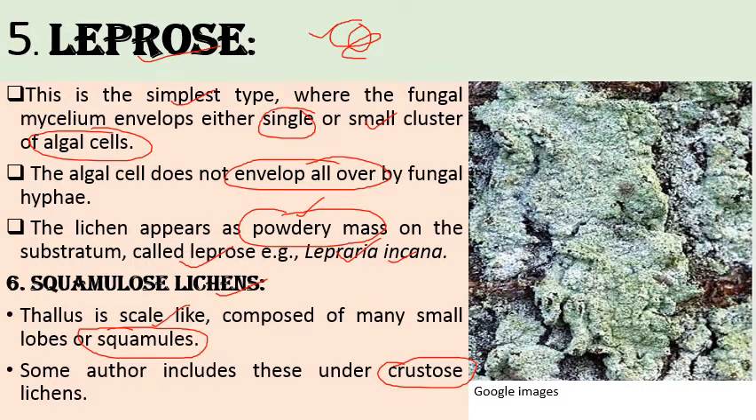So this is the picture of leprose form of lichen. This is Lepraria incana. So it appears as a powdery mass on the substratum. So this picture shows the leprose form of lichens, that is Lepraria incana.